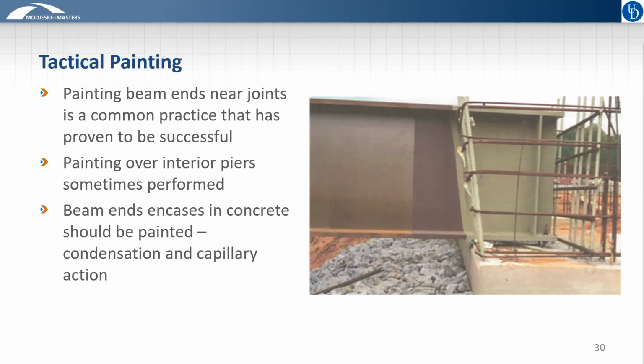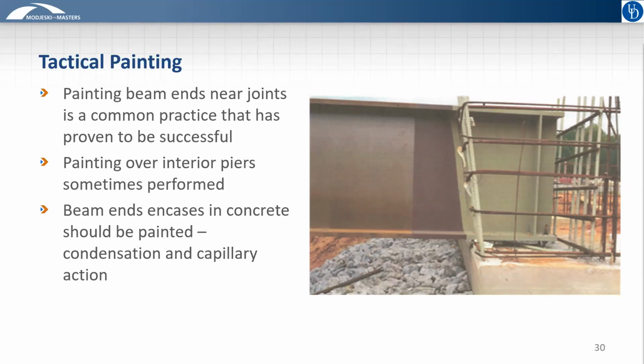So if you do have joints on your bridge, if you haven't been able to get rid of all of them due to the span lengths or other reasons, then one approach would be to paint the girder just for a short distance either side of the joint. Often states will use 1.5 times the depth of the girder as a good rule of thumb for how much to paint. That has proven to be very successful.